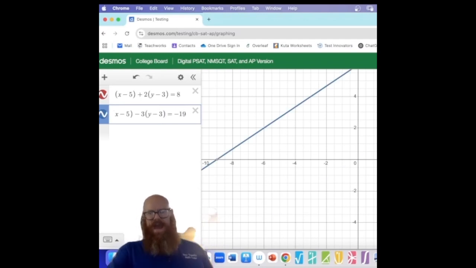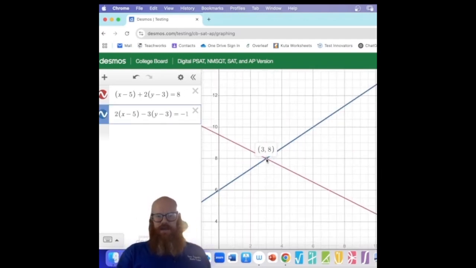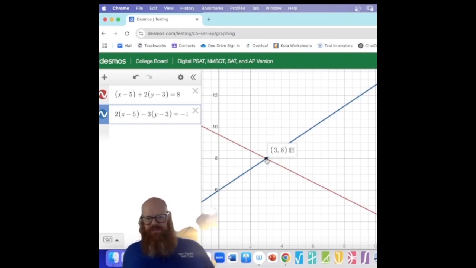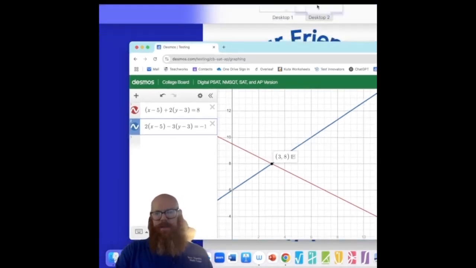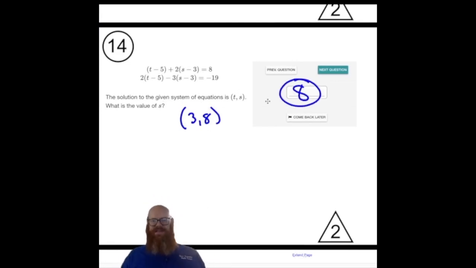So simply, anytime you want to use Desmos, make sure you're using X's and Y's. And again, in the SAT problems, they like to change the letters around. So just pick one to be X and pick one to be Y. So here we have the intersection 3, 8. So again, I'm just going to jot that down, and then I'm going to say, okay, what's the value of s? Well, s is y, so the answer to the question is 8.